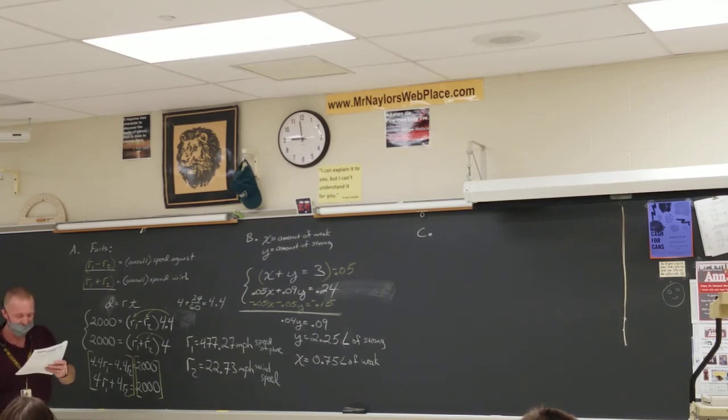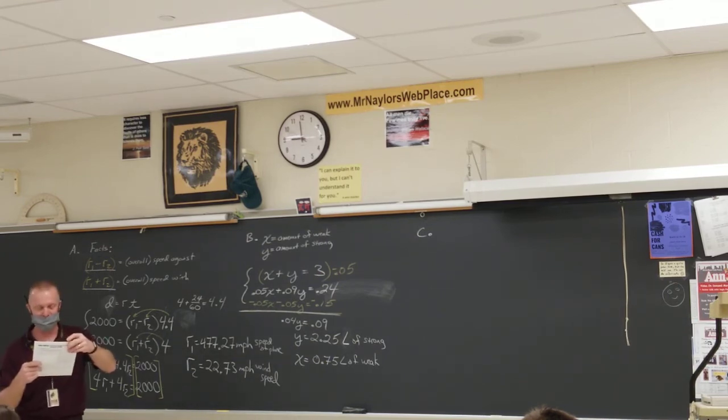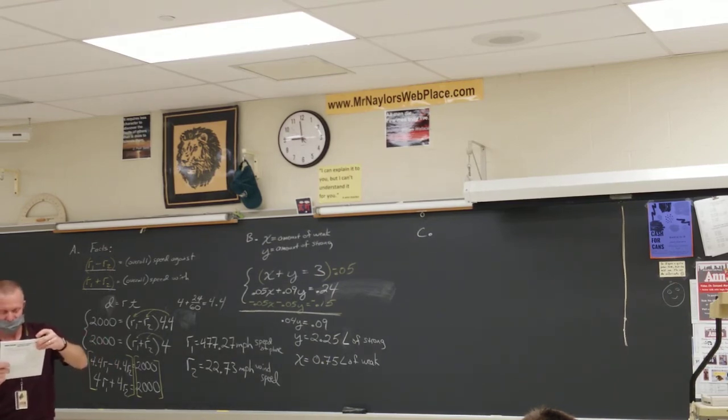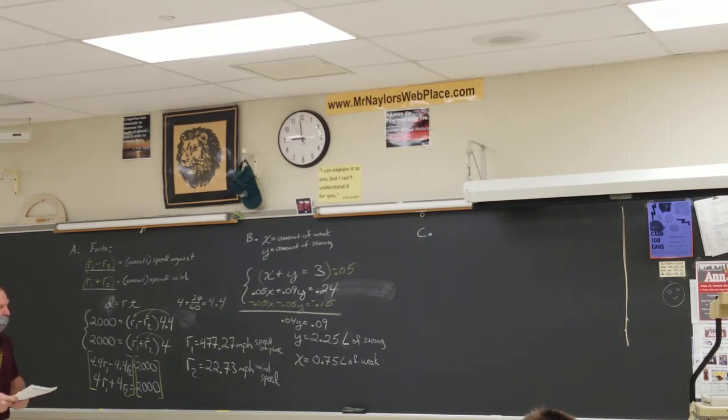And letter C is one last problem here that we can kind of mix up a little bit with how we solve it. Make sure you read it. We've got the perimeter of a triangle.